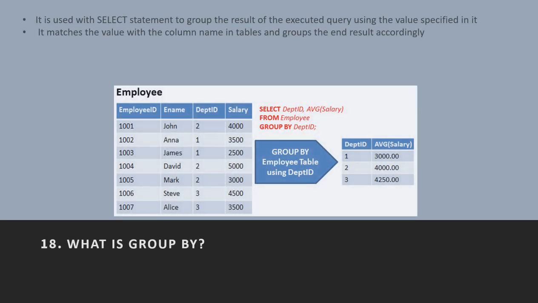What is group by? It is used with the select statement to group the result of the executed query using the value specified in it. It matches the value with the column name in tables and groups the end result accordingly. So in this example, we have used the command group by, that is, the table has been grouped by department ID.